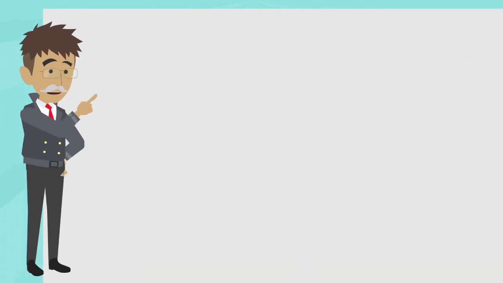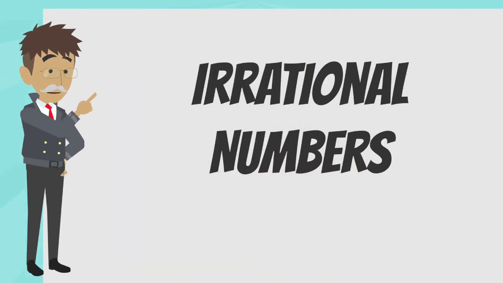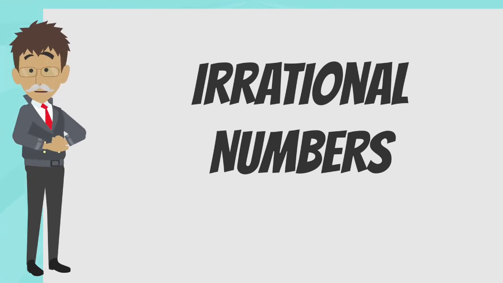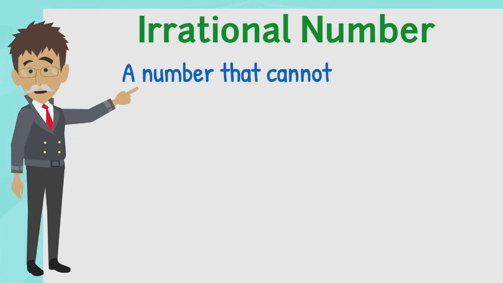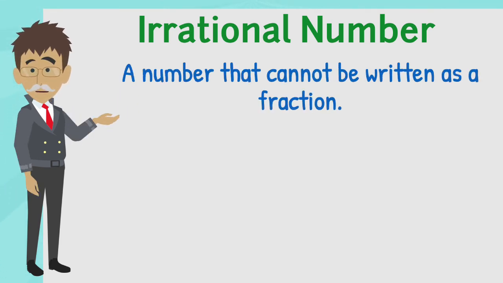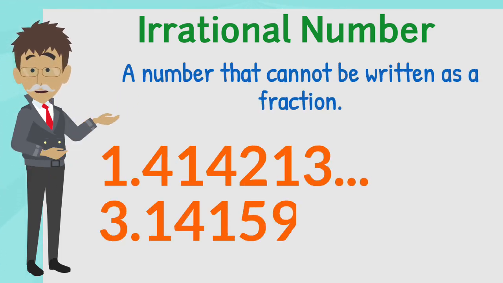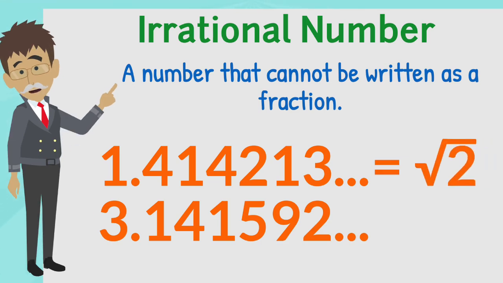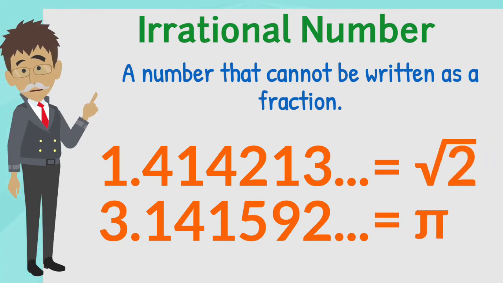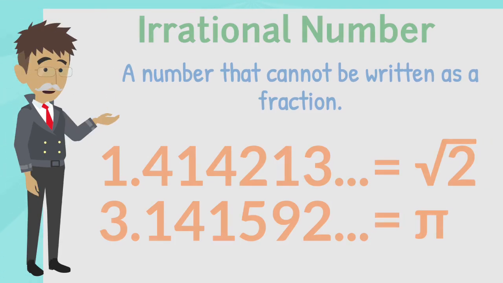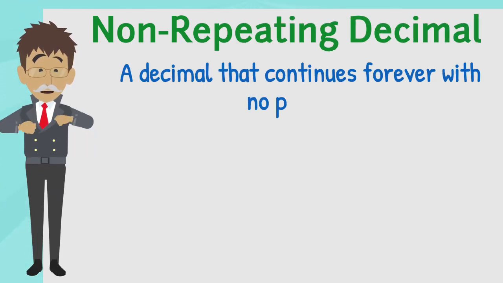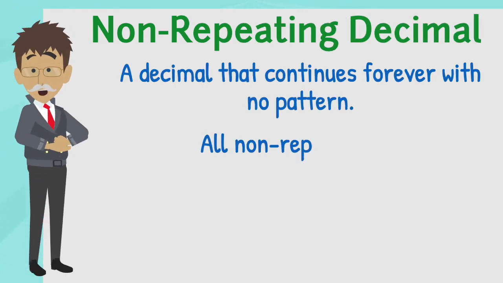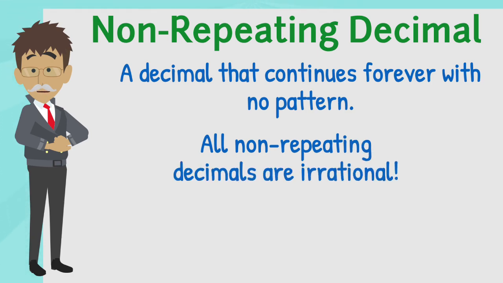Some decimals continue forever without repeating any pattern. These numbers cannot be written as simple fractions. Irrational number. A number that cannot be written as a fraction. Its decimal goes on forever without repeating, such as the square root of 2 or the number pi. Non-repeating decimal. A decimal that continues forever with no pattern. All non-repeating decimals are irrational.